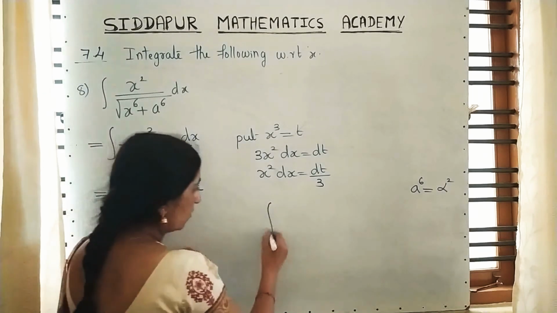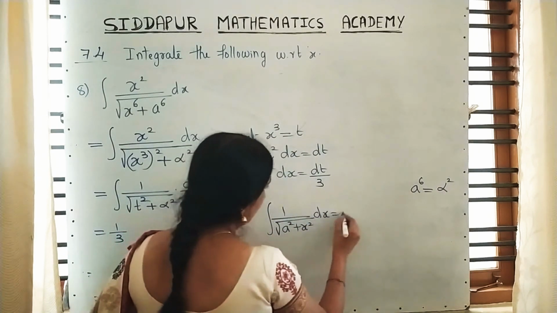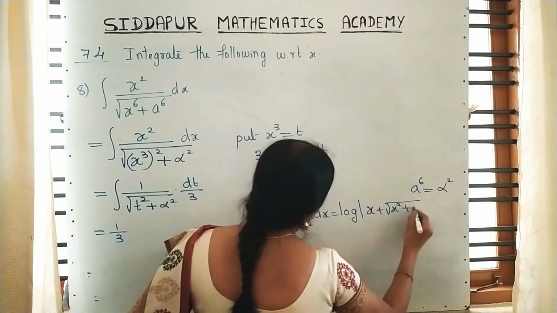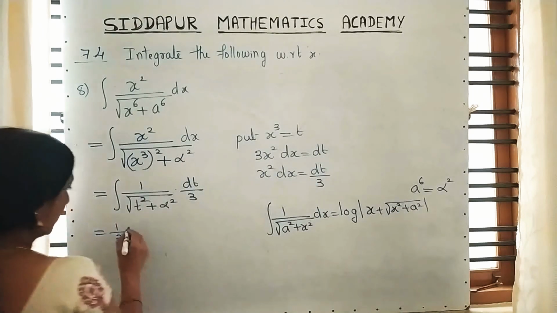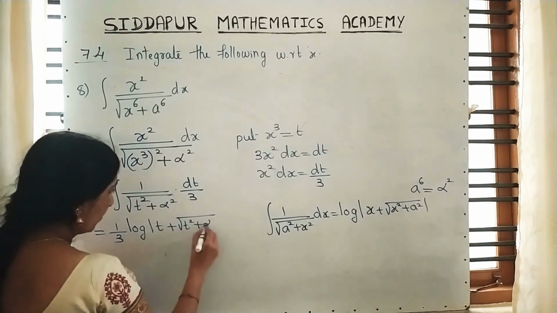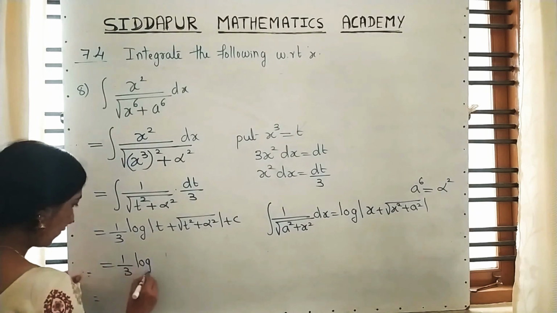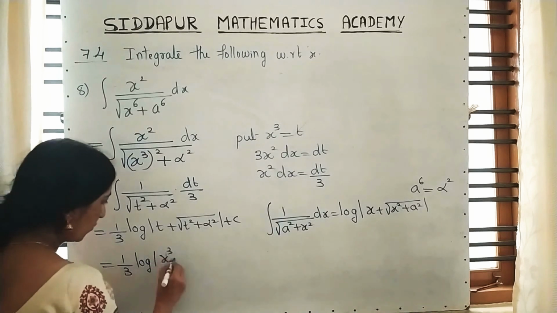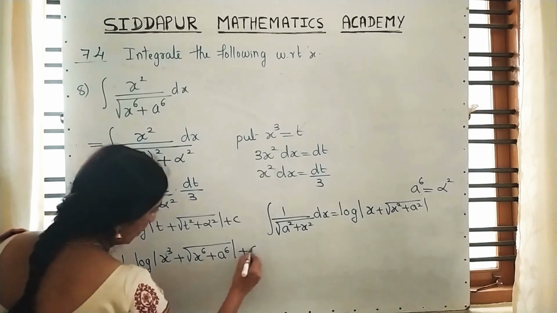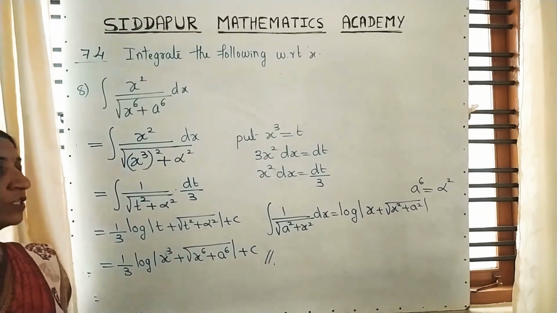Which formula? 1 upon root of a square plus x square into dx. This is the log of x plus root of x square plus a square. So it is the log of t plus root of t square plus alpha square plus c. 1 by 3 log of, t value is x cube, plus root of x raised to 6 plus a raised to 6, plus c. See, is the sum very easy or what? Moving to the next question, that is question number 9.